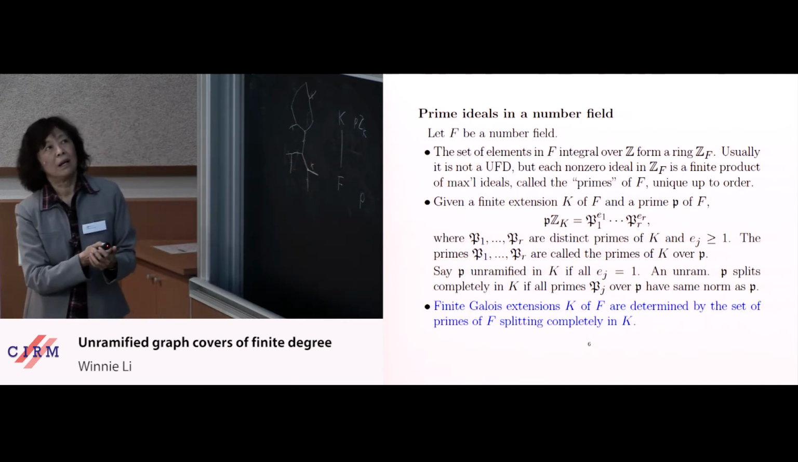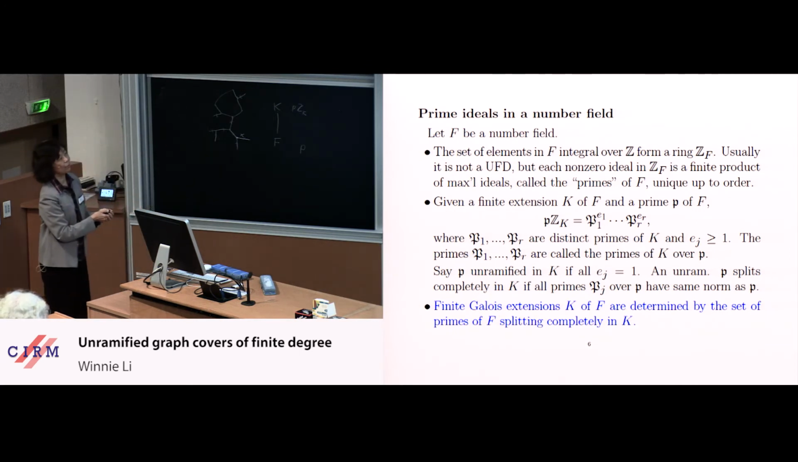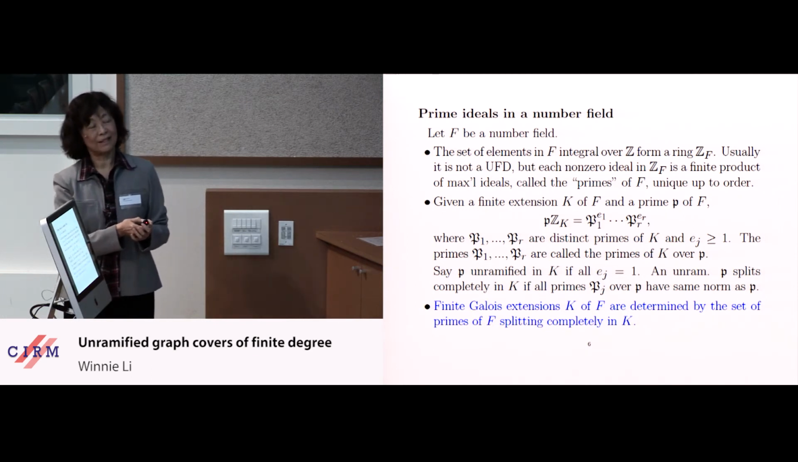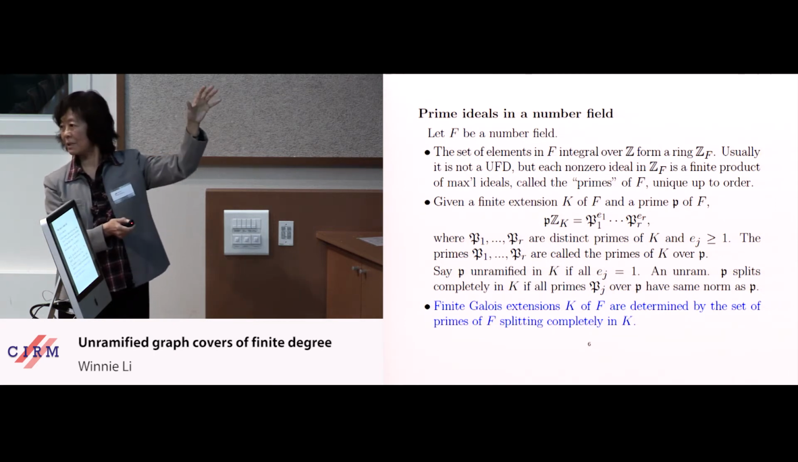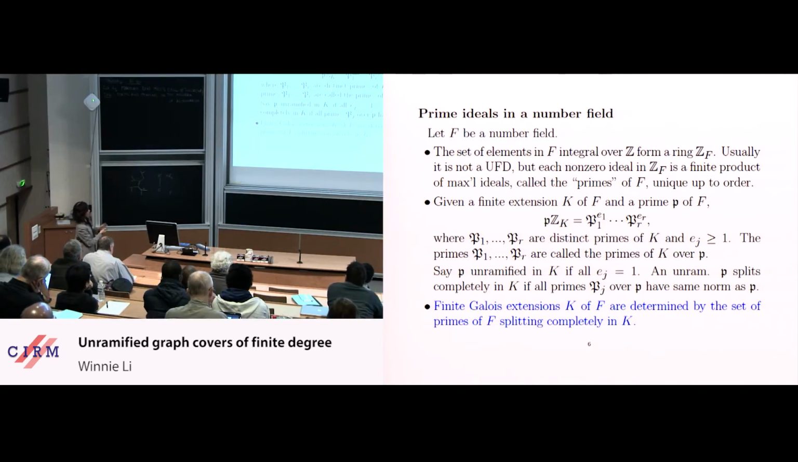Okay. So the primes downstairs that split completely upstairs are very important because they give you a way to describe, actually to determine, Galois extensions. So this is one way to describe the finite Galois extensions of a given number field F. Namely, they are determined by the primes downstairs which split completely upstairs. So this is called a reciprocity law. So I want to see whether this also holds for graphs.